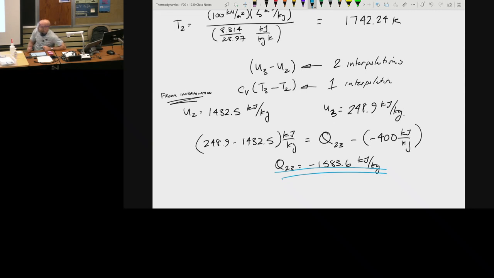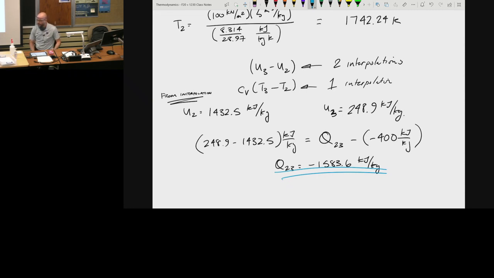And I want to make sure that I know what the sign is. The sign's negative. So that means that for heat transfer, the heat is leaving the system. Now, this brings up a point that I want to talk about: your homework that is assigned for today.